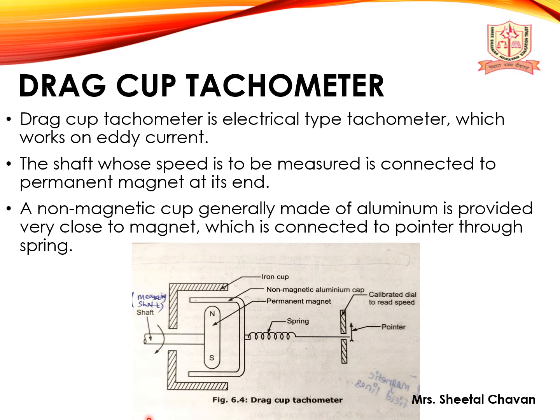This is the cup. Now this is the magnet, which has north and south poles. This is the shaft, and this shaft is moving in a circular motion. Now this is the non-magnetic aluminium cup which is attached to the spring, and here is the pointer.